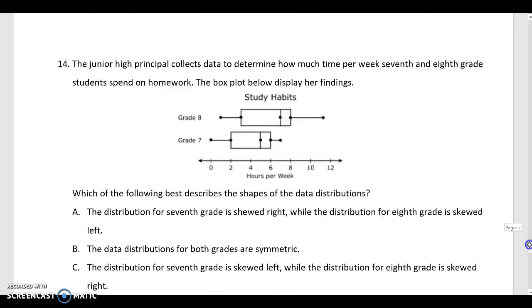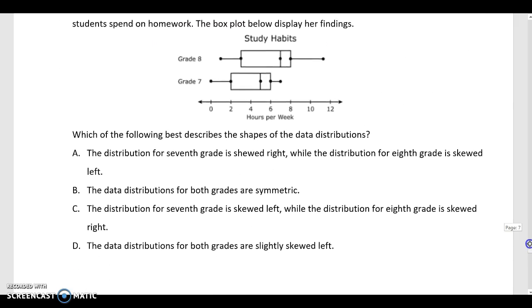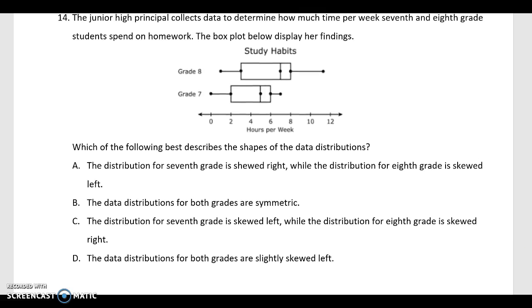Okay, and last, we're not at the last one yet. We're down here to 14. So we have box plots. So it says the junior high principal collects data to determine how much time per week 7th and 8th grade students spent on homework. So which of the following best describes the shapes of the data distributions?